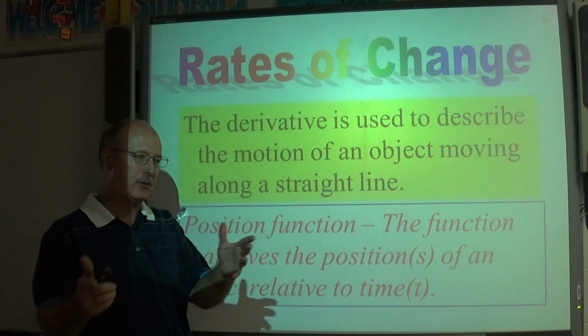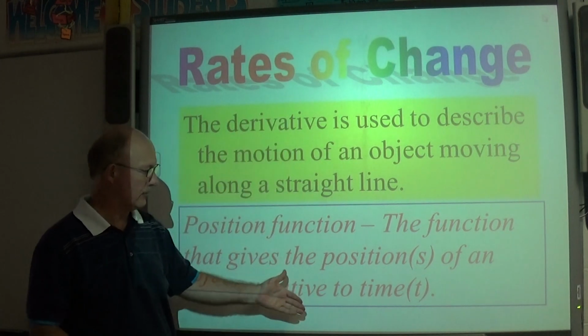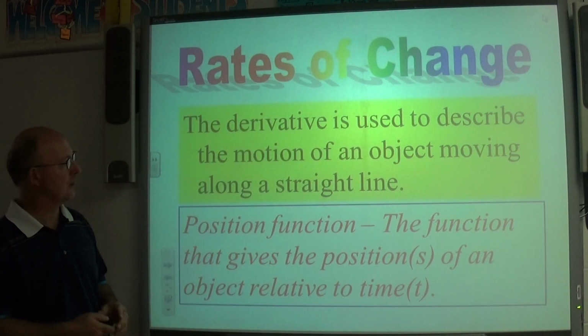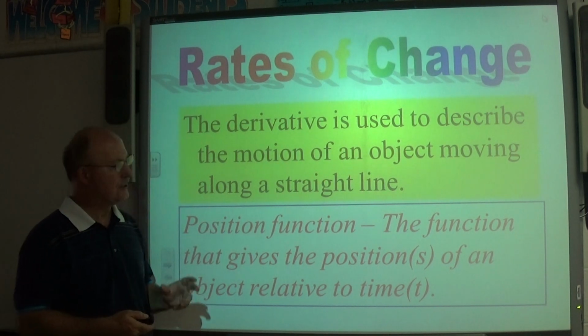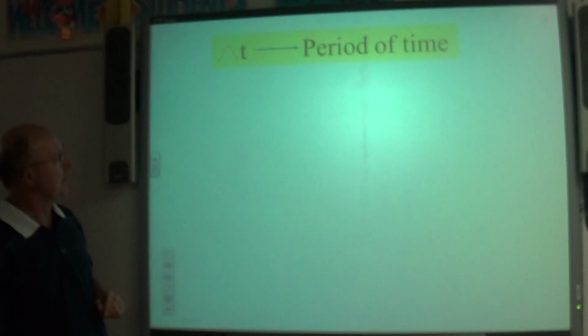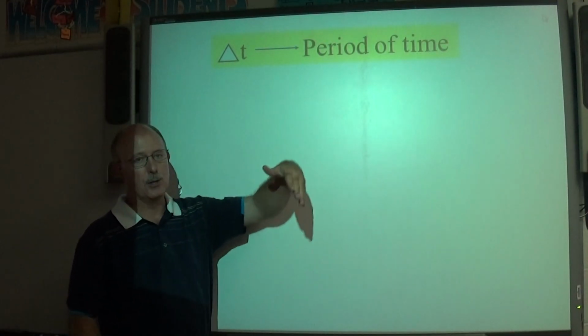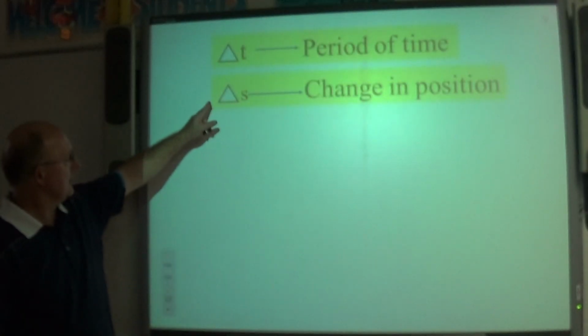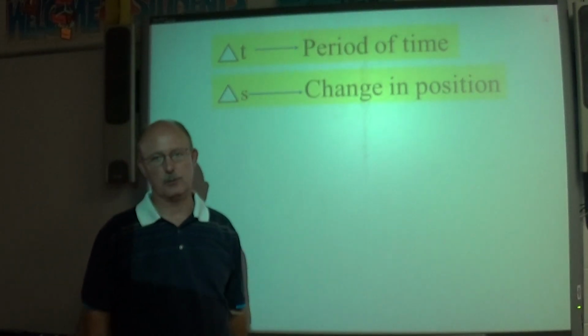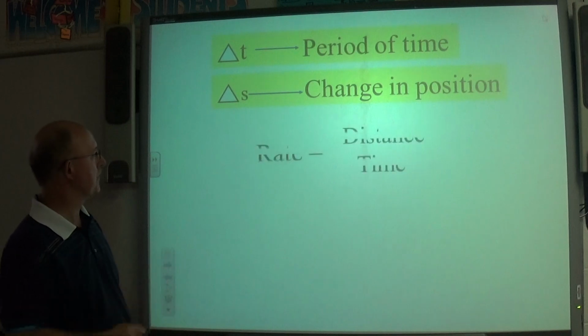Like I said, we'll look at some examples in the next video, but right now this is just some vocabulary that we want to introduce everyone to. All right, so rates of change. Rate of change is velocity. First of all, let delta t be a period of time, and let delta s be a change in position.